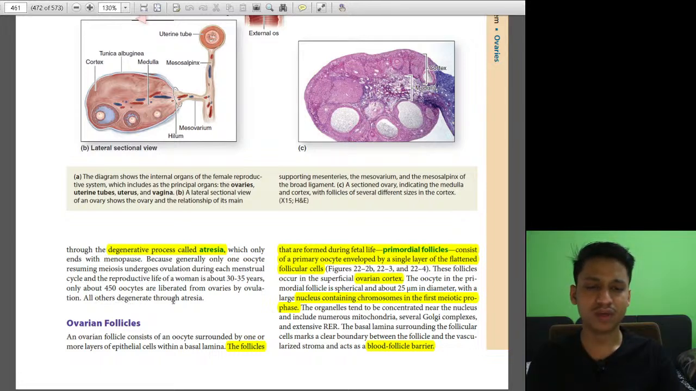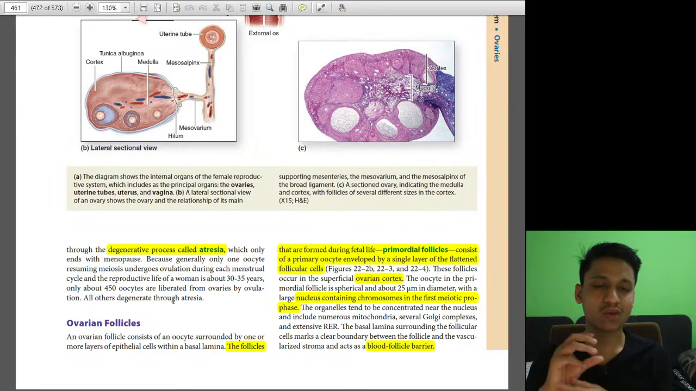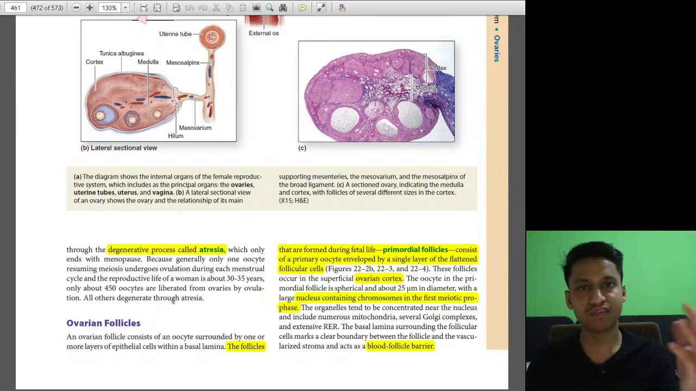So we need to know that a woman has a reproductive life of 30 to 35 years. If we calculate a reproductive cycle of 28 days, one ovulation will occur and one oocyte will be produced in 28 days. With this calculation, we can estimate that about 450 oocytes are ovulated by a female reproductive system over her reproductive life.